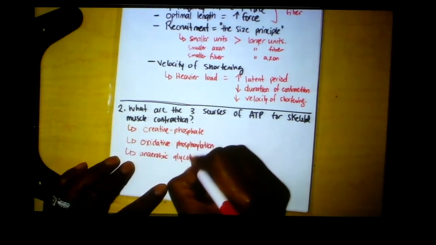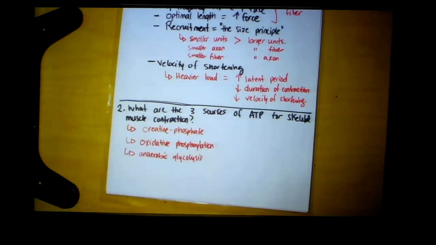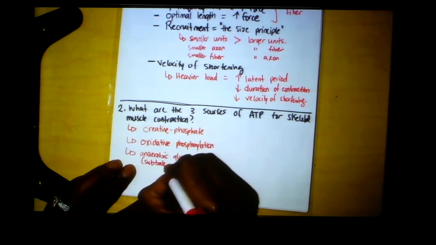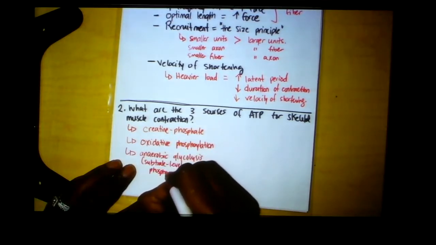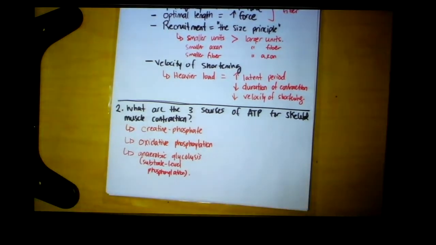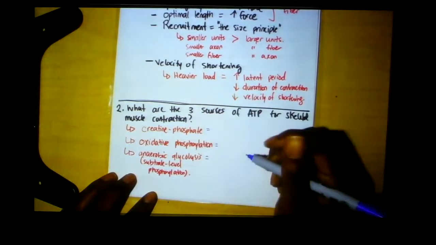Anaerobic glycolysis. This is sometimes called substrate level phosphorylation. I'll make a note here. Sometimes called substrate level phosphorylation. Okay, now let's describe these a little bit. What are the principles of oxidative phosphorylation? What are the principles or the features of oxidative phosphorylation?